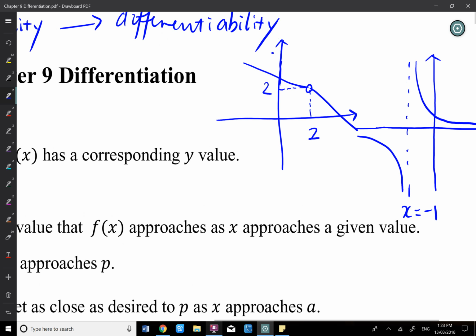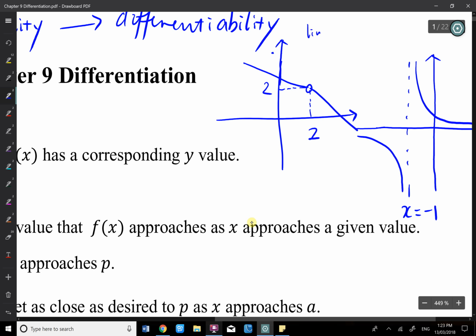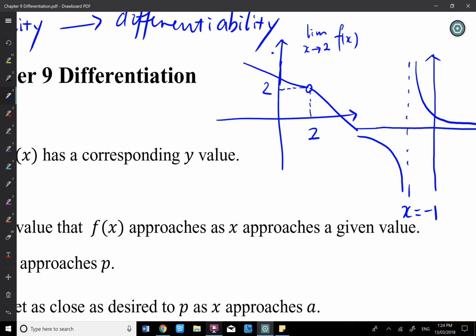So let's use this graph as an example. I said I want to talk about the limit as x approaches 2 of f(x). I want to investigate the value of this function when x approaches 2. So you need to approach 2 from both sides. My way of looking at this is I will treat this graph as a building. Let's consider that's a big building.